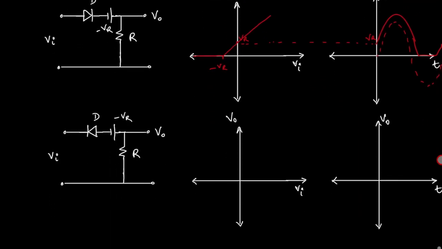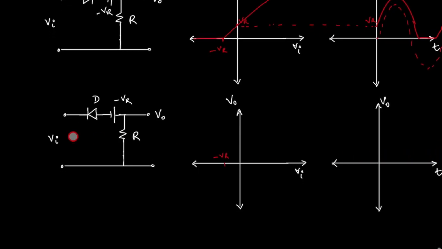So the last model, let me try it. So this is minus VR. Okay, so no positive values because this is blocking, because this is positive, right? No positive values. And negative values it will readily conduct, and this will add to it. So this is the slope, but this is our output. Negative means this is negative, right? So it will be offset by this much negative, so it will start from here.